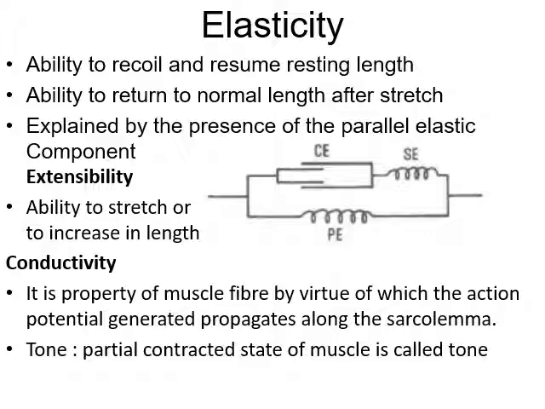Okay. So next, another important property is conductivity. It is a property of the muscle fiber by virtue of which the action potential generated propagates along the sarcolemma. Next important property in the intact human body is tone. The partially contracted state of muscle in the intact human body is tone. Generally in our body at rest, the muscle is in a partially contracted state, which is called muscle tone.